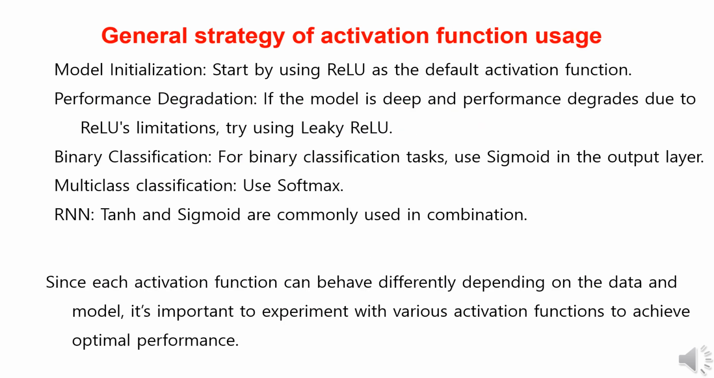Here's a general strategy for using activation functions. To start, use ReLU by default when designing a model. If the model deepens and ReLU's limitations impact performance, try using a ReLU variant like Leaky ReLU. For binary classification problems, use sigmoid in the output layer. And for multi-class classification, use softmax. In RNN-based models, tanh and sigmoid are commonly combined. Since each activation function can perform differently, depending on the data and model, it's important to try various activation functions to achieve optimal performance.